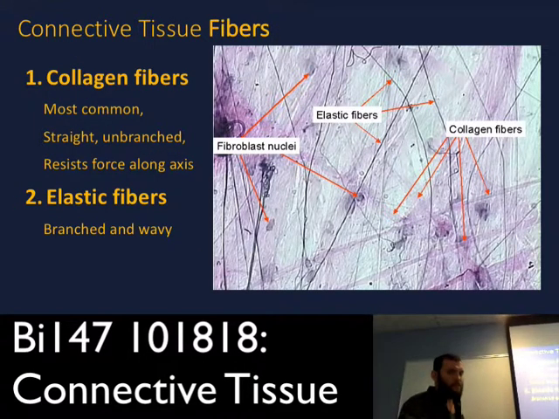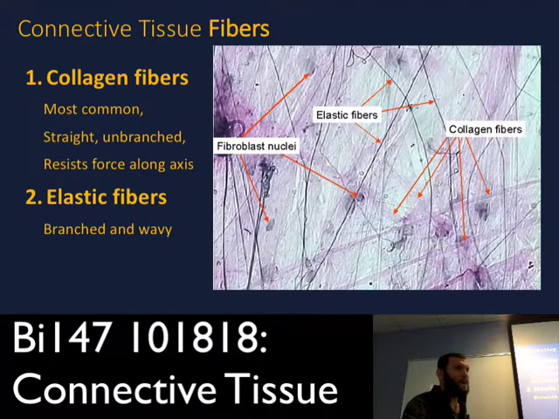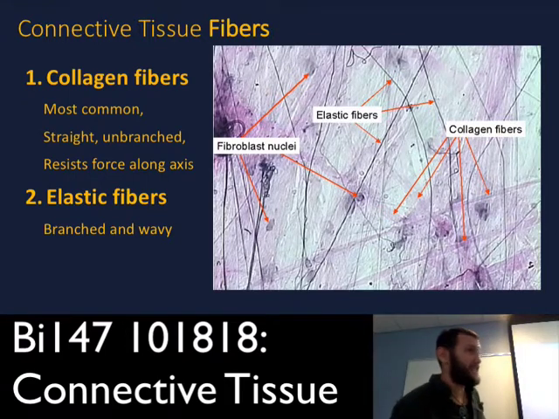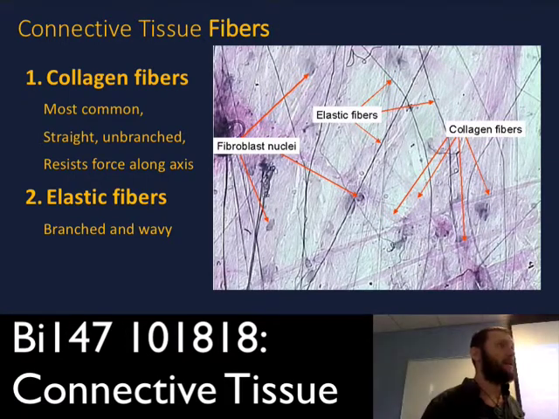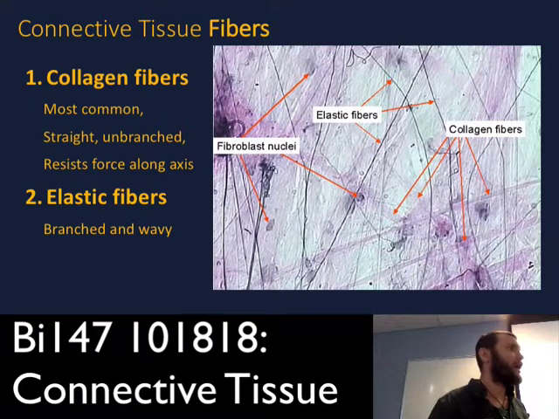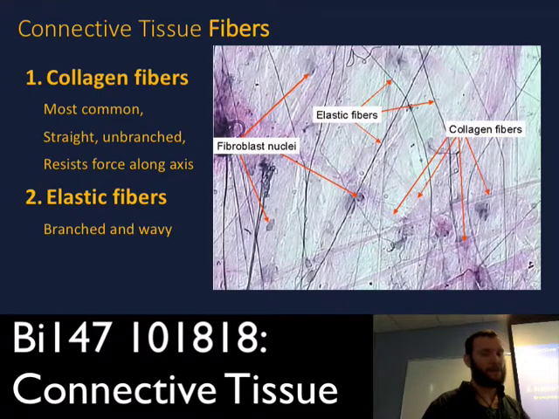So let's go over a couple of the fibers. We've talked about these in lab, so I'm not going to spend a lot of time here, but collagen fibers are very common. There are many different collagen genes in the body, depending upon the exact place the fibrocyte finds itself. Collagen is straight, unbranched, and resists force along the axis, whereas elastic fibers are branched, wavy, and elastic.